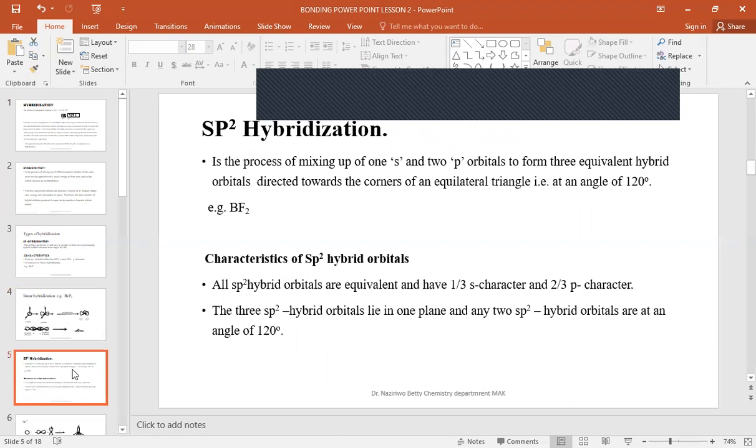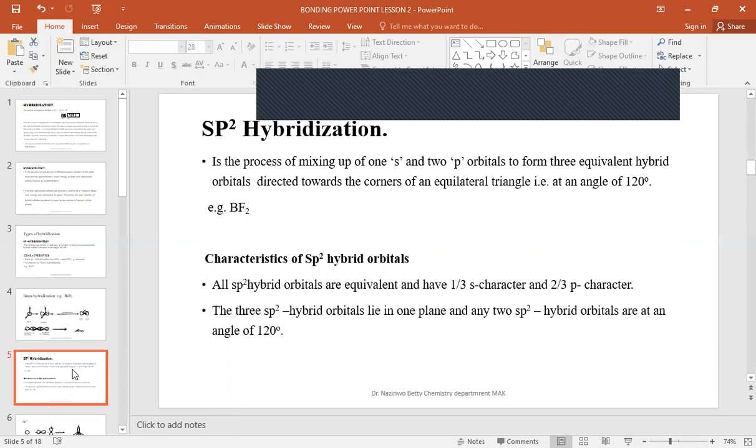sp2 hybridization. This is the mixing up of one s and two p orbitals to form three equivalent hybrid orbitals directed towards the corners of an equilateral triangle at an angle of 120 degrees. An example is boron fluoride. The characteristic of such hybridization: all sp2 hybridized orbitals are equivalent and have 1/3 s character and 2/3 p character.